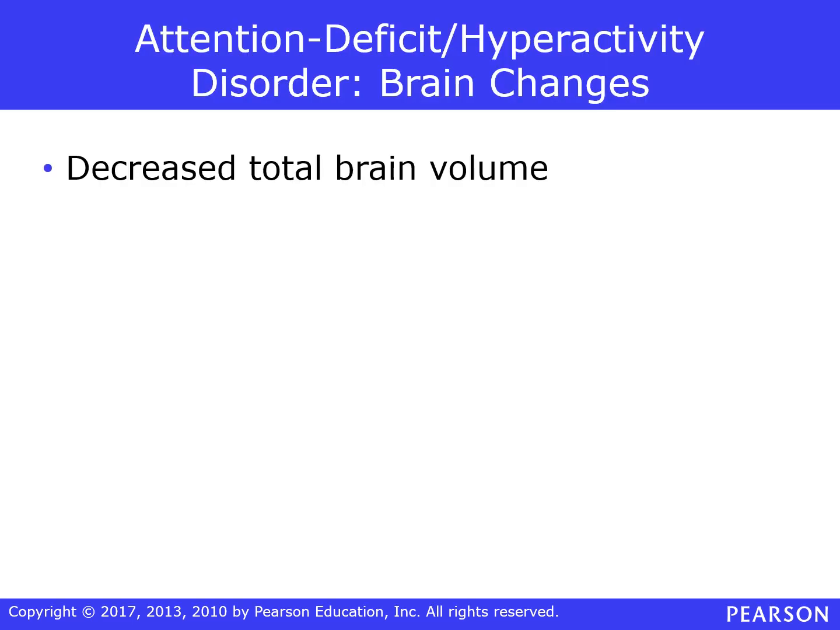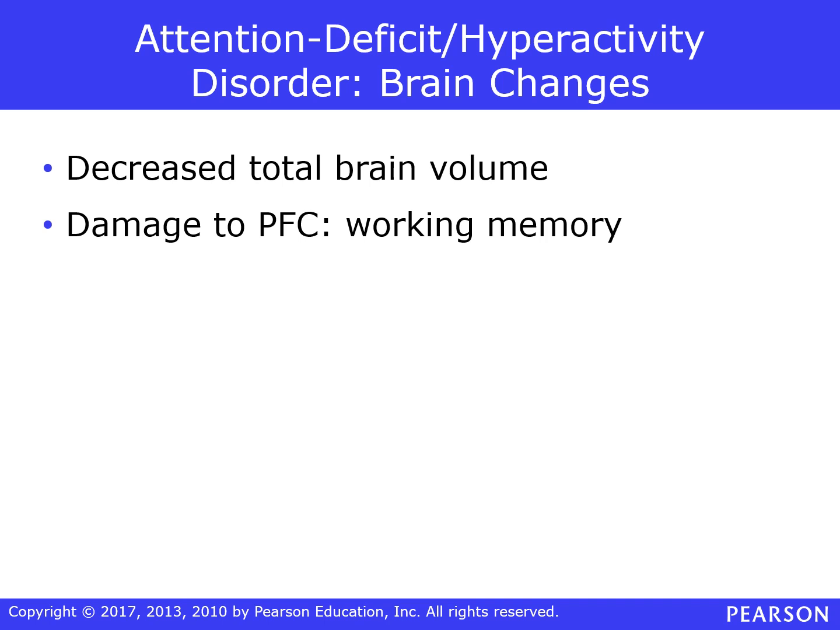Lastly, we look at brain changes that can be associated with ADHD patients. There have been reports of a decreased brain volume in total, such that it may resemble those produced by damage to the prefrontal cortex. And this could be correlated with the behaviors that we view, such as distractibility, forgetfulness, poor planning, impulsivity, and hyperactivity. We can also see damage to the prefrontal cortex, which could be tied into issues with working memory.